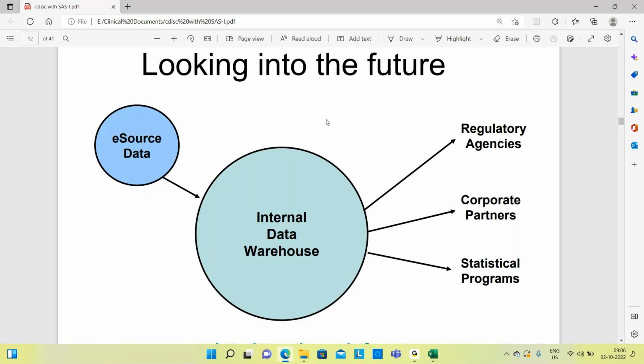So this is into the future. They don't want CDM systems. They want data directly from source to data warehouse. This is not yet implemented. This is the idea people have. They wanted to do it like this.